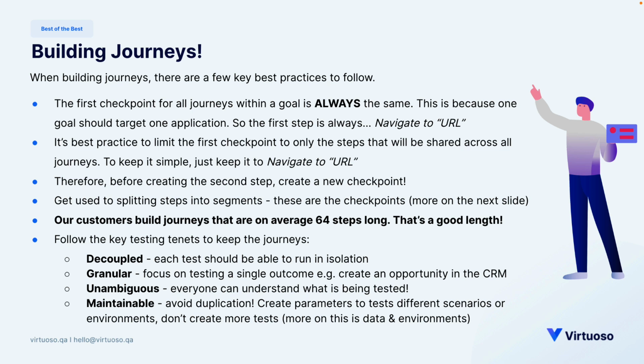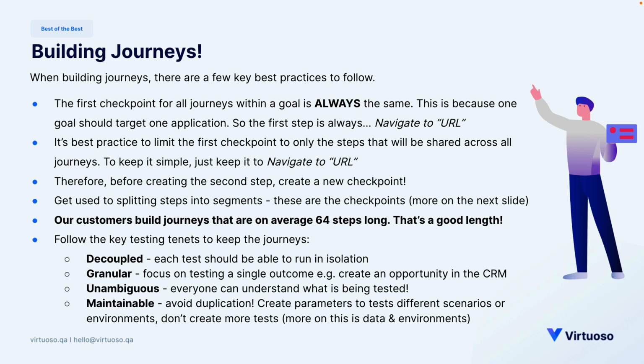And in the testing world, there are 4 key things to keep in mind when building your journeys. Keep them decoupled. Each test should be able to run by itself. Keep it granular. Focus on testing a single outcome, for instance, create an opportunity. Unambiguous. Everyone can understand what's being tested. And maintainable. So avoid duplicating your test. For example, instead of having 10 tests to create 10 opportunities with different data sets, use parameters to test different scenarios or environments.